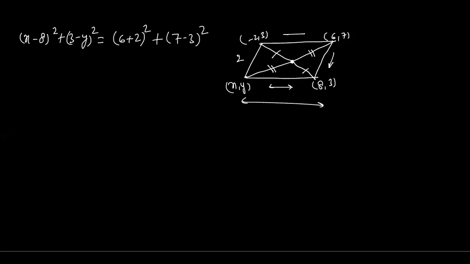Okay, so you have to write here x square plus 64 minus 16x. Similarly 9 plus y square, and then minus 6y, will be equivalent to 6 plus 2 means 8 square. 8 square means 64, and here 7 minus 3 means 4. The 4 square is actually 16. So this 64 and this 64 will get cancelled out.